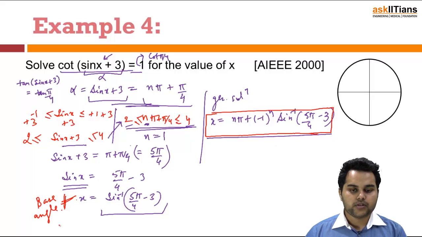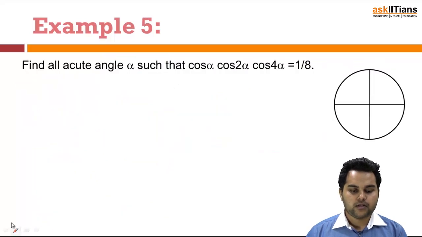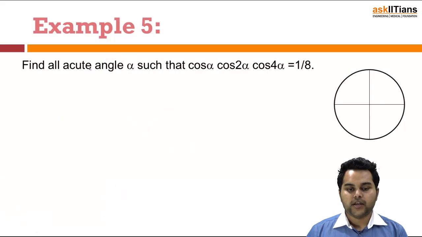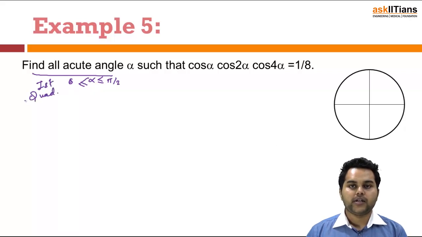Moving on to the next question. The example here says, find all the acute angles. Acute angles means that alpha shall lie between 0 and pi by 2. That is first quadrant itself. I have not even read the whole question, and I have already reduced the region of solution.